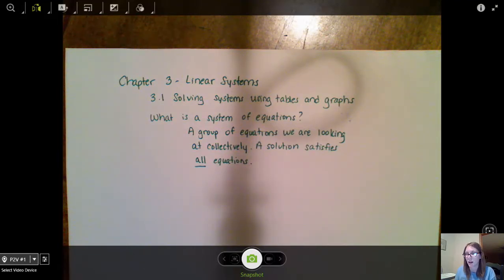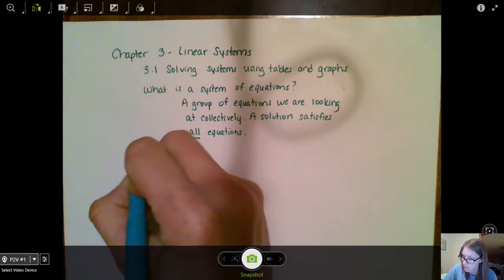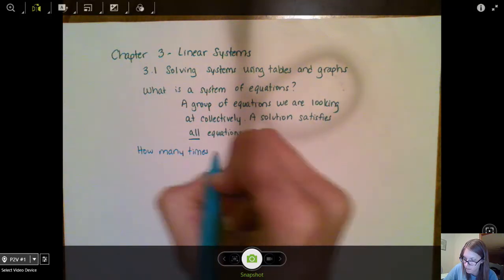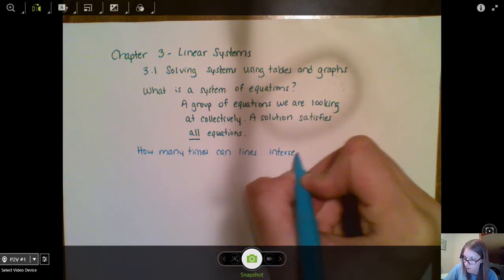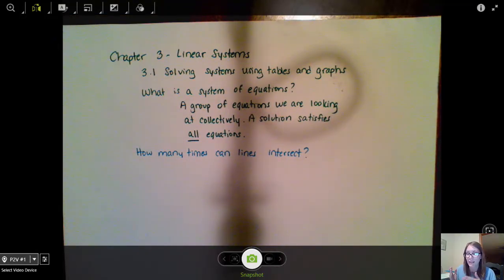Now, mostly in the past, we have done linear systems of equations where we're working with two lines. So I guess the next thing I want to think about before we actually start some examples and think about strategies for solving, how many times can two lines intersect? And hopefully you have some ideas running through your head right now. Just in general, how many times can two lines intersect?